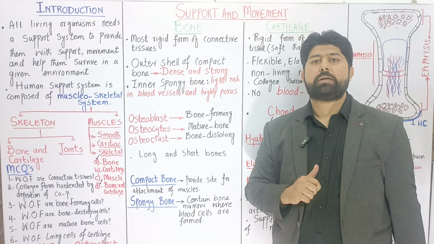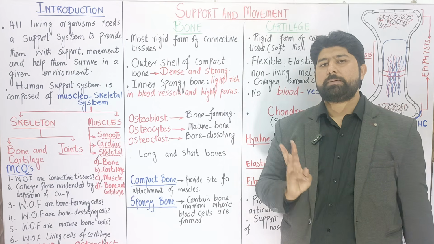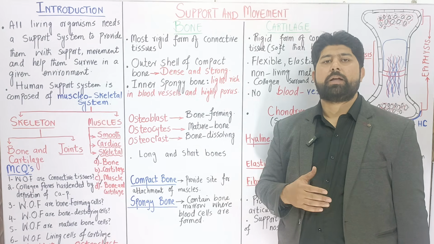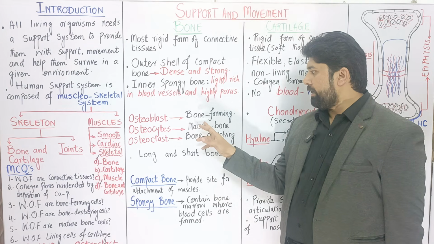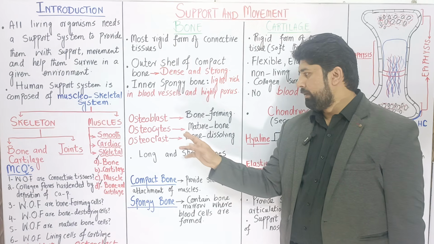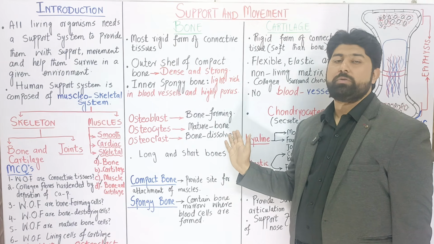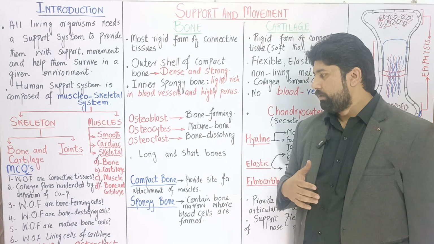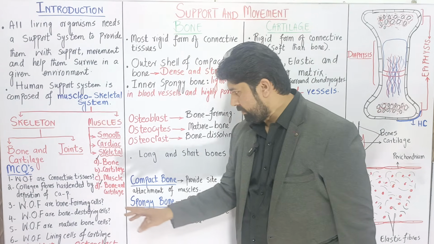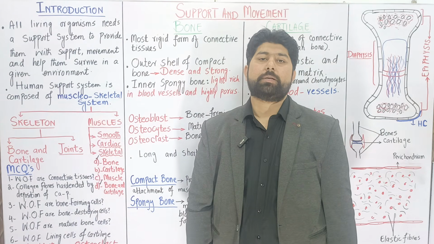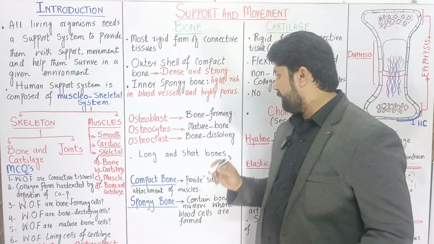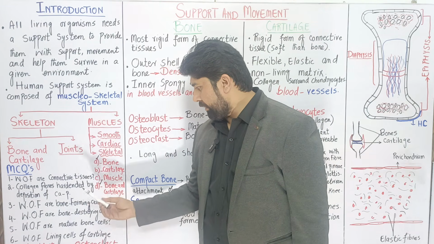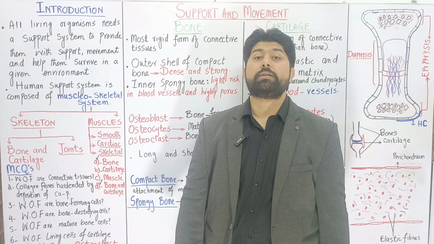Next, we have the types of cells. Bone has three types of cells: osteoblasts, osteocytes, and osteoclasts. Osteoblasts are the bone forming cells, the osteocytes are the mature bone cells, and the osteoclasts are the bone dissolving cells. So if the examiner asks you which of the following are the bone forming cells, the answer to this question is osteoblast.